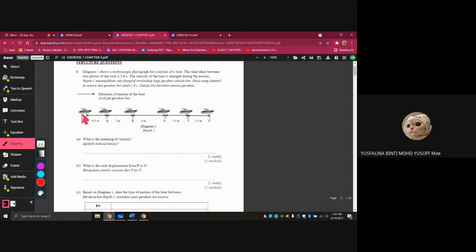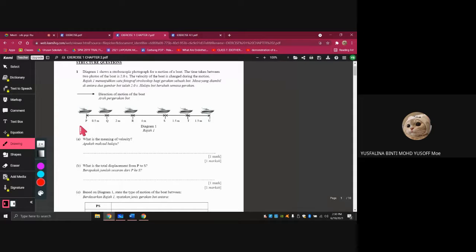So if we just follow the direction, it starts from P to U. If it were a ticker tape, yes, from U to P. Later when the school opens, we can do the experiment about the ticker tape. You can see why I said when the direction of motion is to the right, U will come out first. Alright.